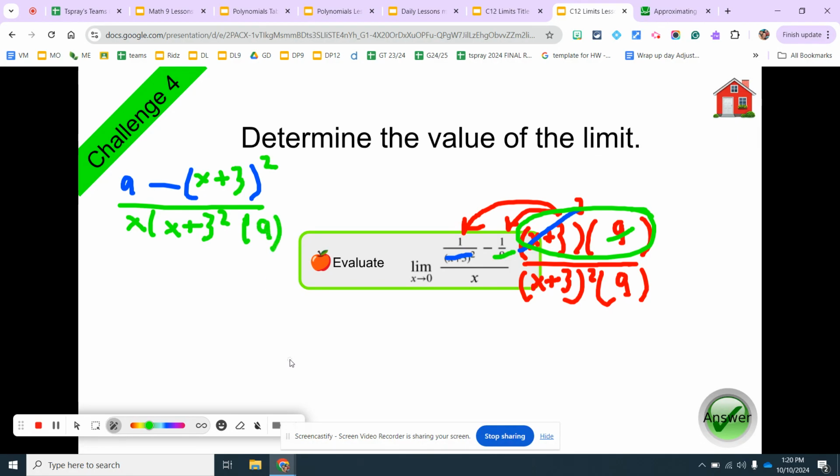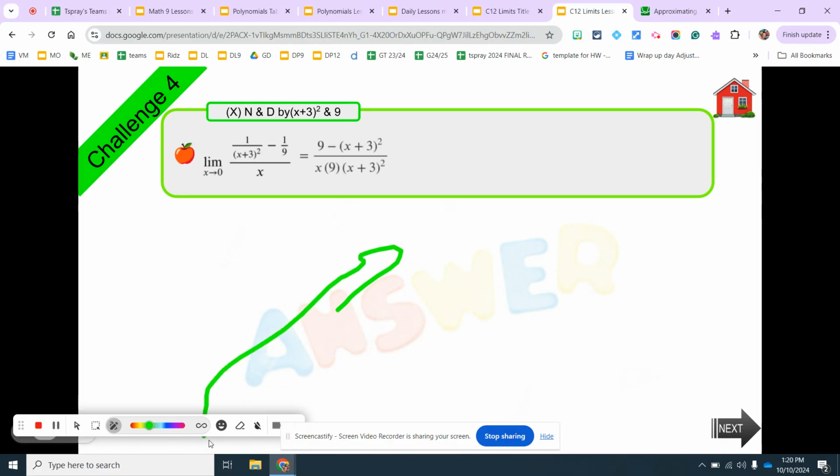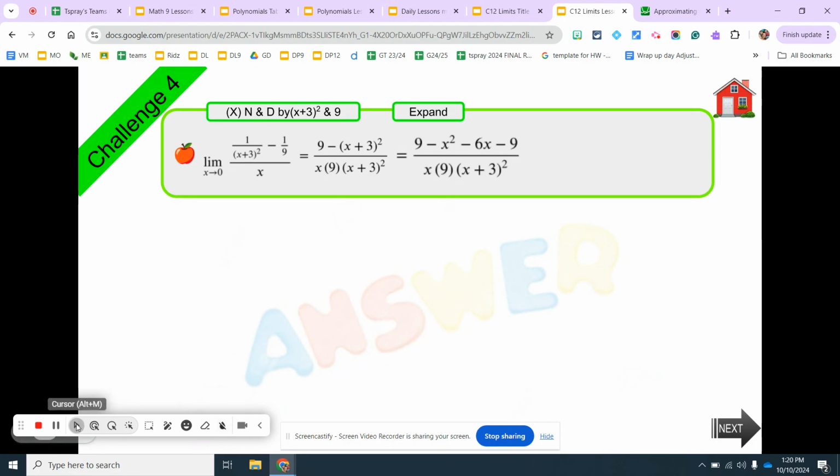What I'm going to do right now is make sure you're good to there, and I'm going to skip just to the next slide and catch up with the question. So what we just did here is we multiplied top and bottom by x plus 3 squared and 9, and that's where we get to this line here.